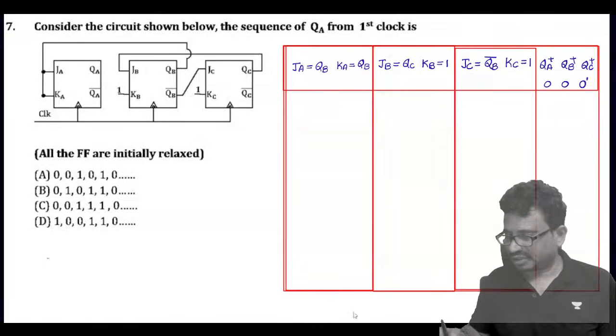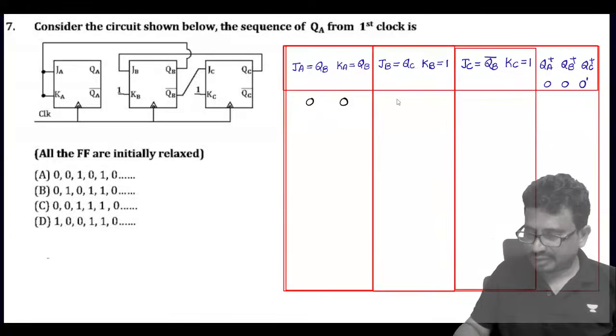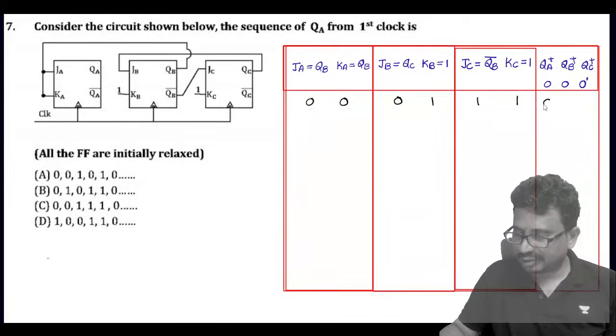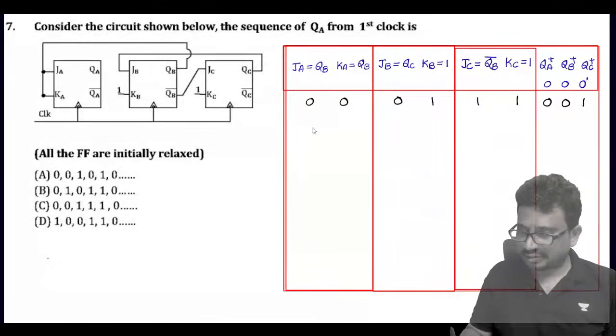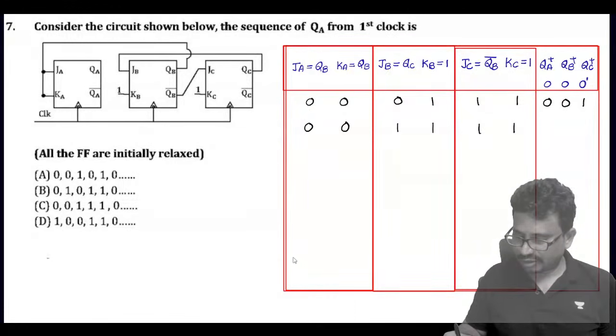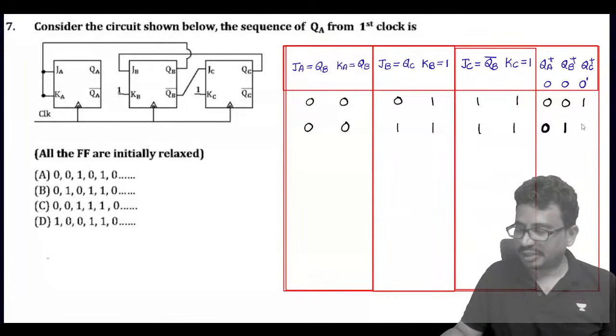Now you tell me, on the first clock what will happen. So these values are 0 and 0, 0, this is 1, 1 and this is 1. 0, 0 is hold state. 0, 1 is reset. 1, 1 is toggle. QB, so that is 0, 0. QC 1, 1. QB bar 1, 1. So what will come, you can see 0, 0, so this is hold state. 1, 1 is a toggle. 1, 1 is a toggle.